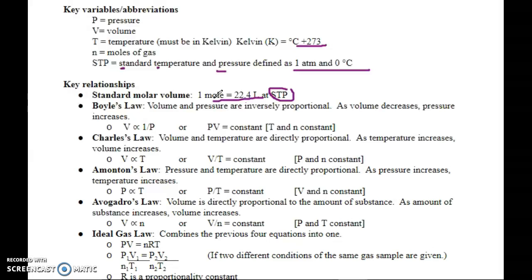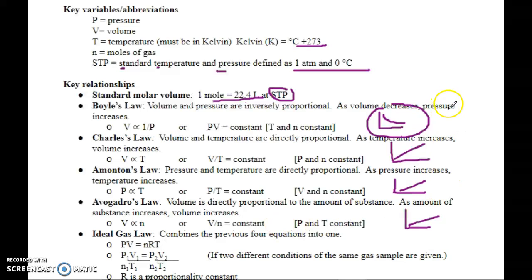And then you have all of your individual gas laws. So, Boyle's law, and you should be able to recognize the graph for this, pressure versus volume. Charles' law uses a direct relationship, which is going to be linear, as do Amontons' law and Avogadro's law. So the direct proportions are straight lines. It's just Boyle's law that isn't. We can make it a straight line by graphing pressure against 1 over volume.